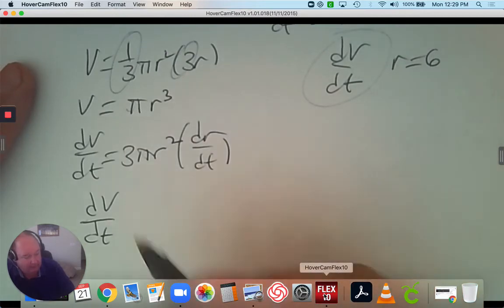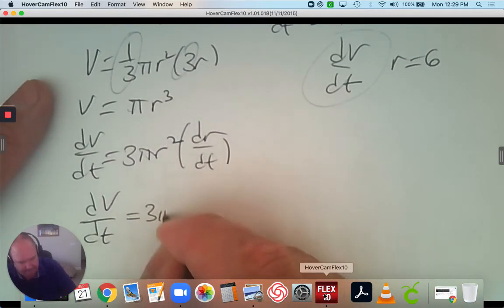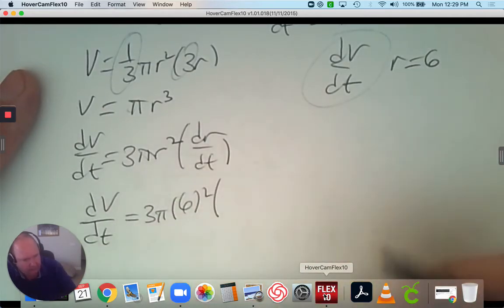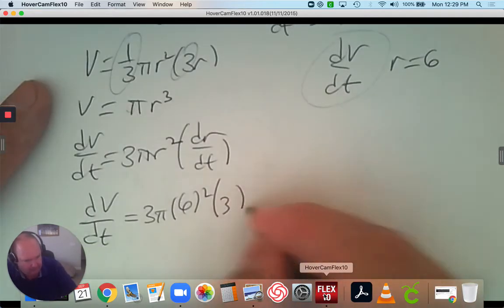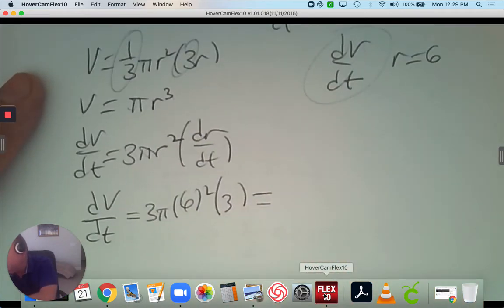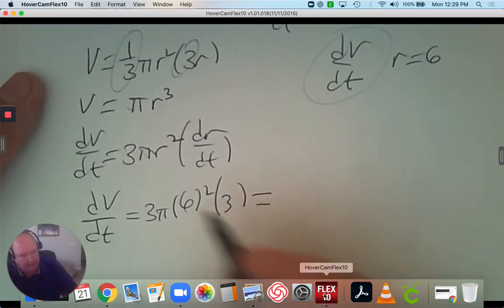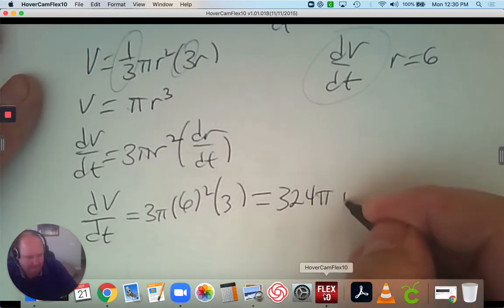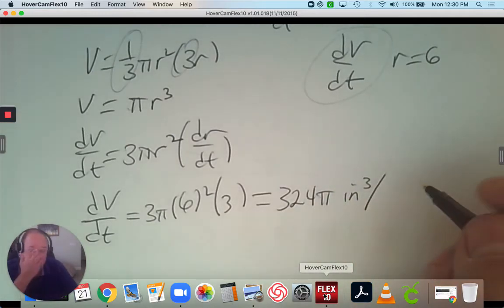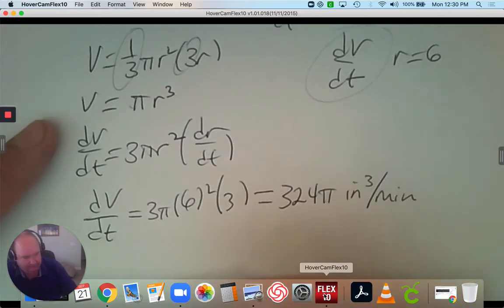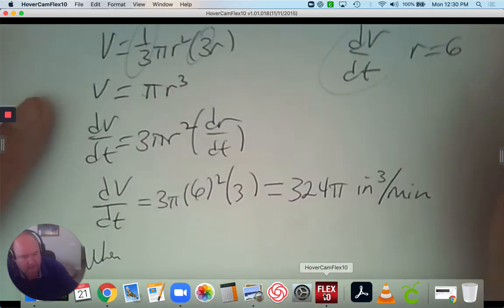And then substitute it. So r is 6. The rate is 3, and then put it all together. If I multiply this together, I get 324 pi. And because it's volume, it's inches cubed. And because it's rate, it's inches cubed per minute. And that's it. And then write a good sentence.